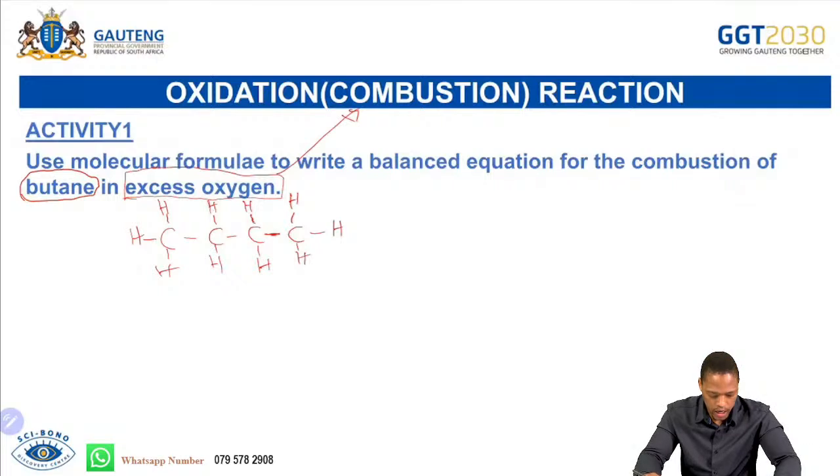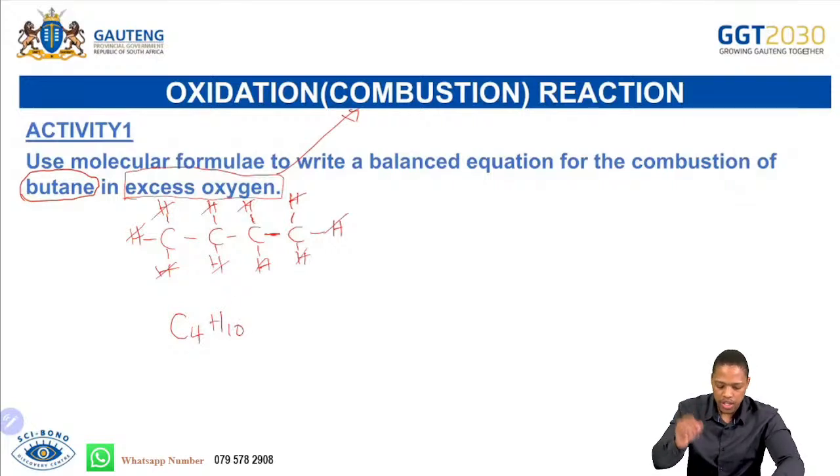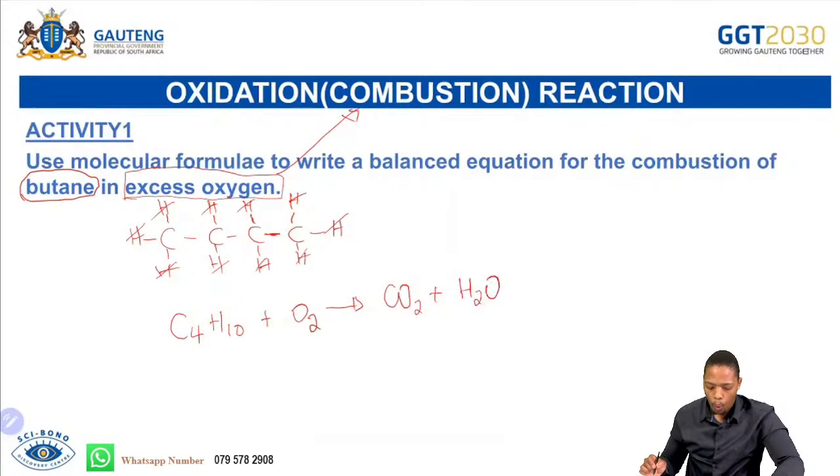We can now write our molecular formula. Okay, so we are going to say, how many carbons do we have? 1, 2, 3, 4. So that is C4, right? How many hydrogens do we have? 1, 2, 3, 4, 5, 6, 7, 8, 9, 10. Physically count those hydrogens. Count them. Let them give you the number 10. Okay? Plus, that part going forward is always the same. O2, it's going to give us CO2 plus H2O.